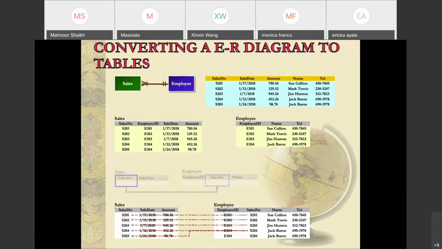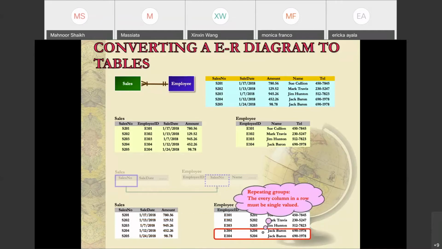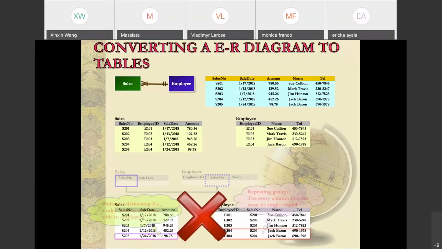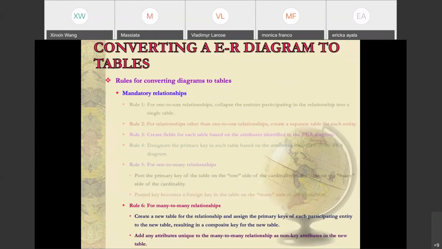But there are some problems. There are repeat groups. Every column in the row must be a single value. So when we construct this, what kind of violation is this? Entity integrity. Yes, entity integrity violation. So how about the other one? It's a violated relationship as well. So those two are actually wrong, which leads to rule number 6.